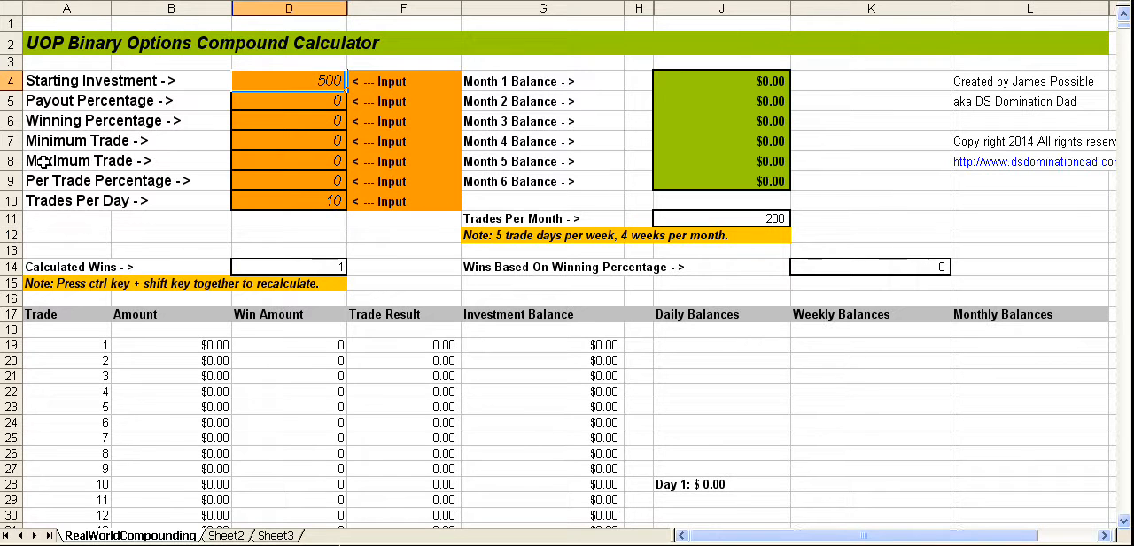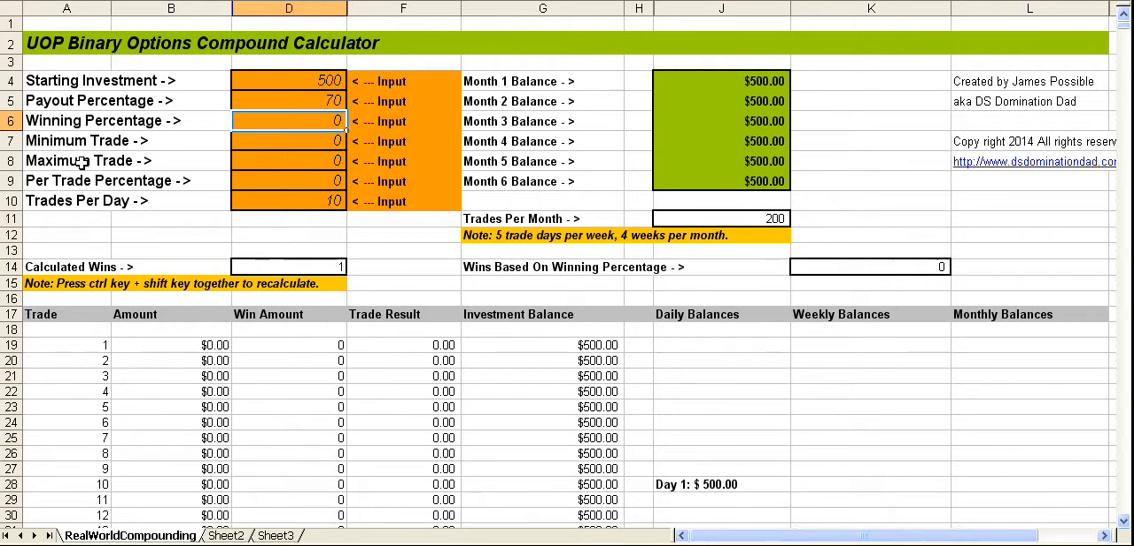Starting investment $500. You can make it bigger or smaller. That's up to you. I'm going to start with 500. I think that's a good middle ground. Payout percentage. Again, this is the percentage being paid on the asset. I'm going to average that at 70%. Winning percentage. Going to start with 50% because I want to make this very clear.